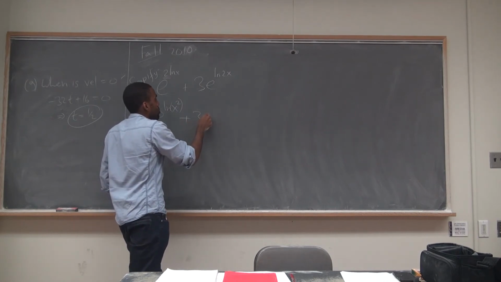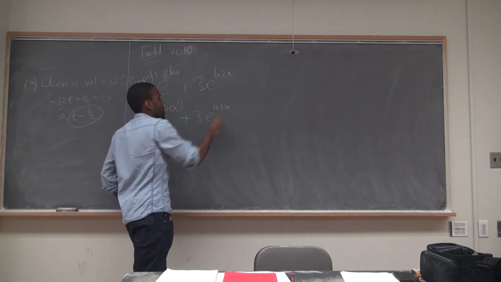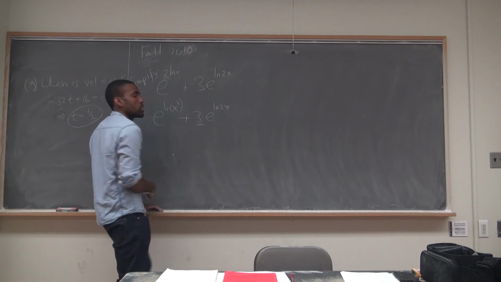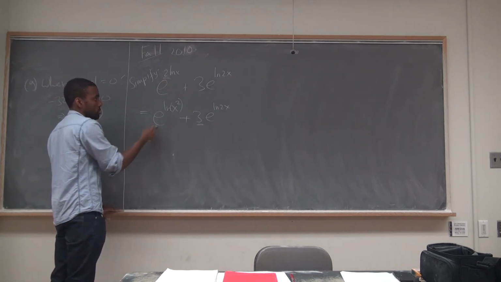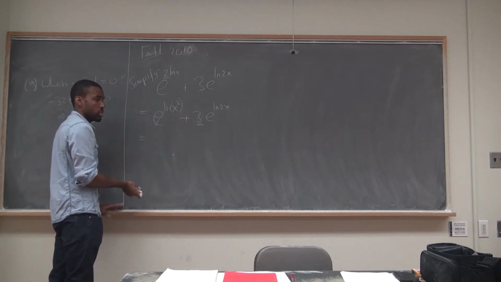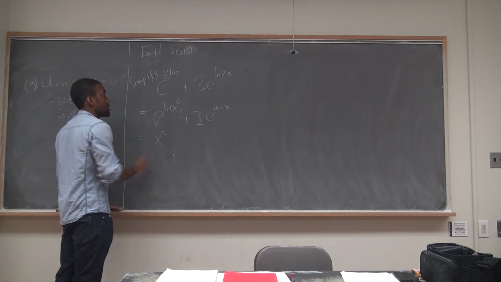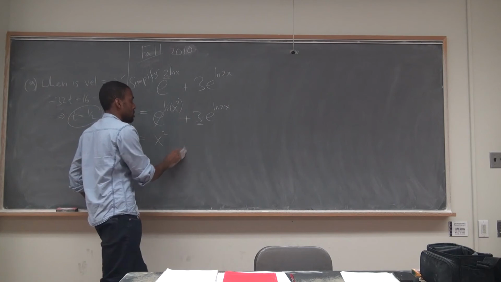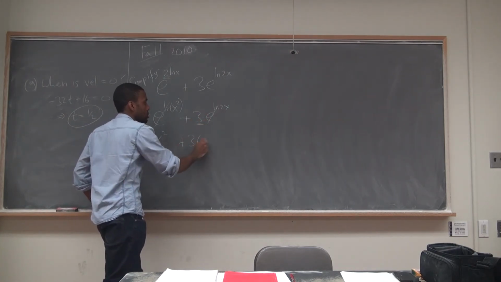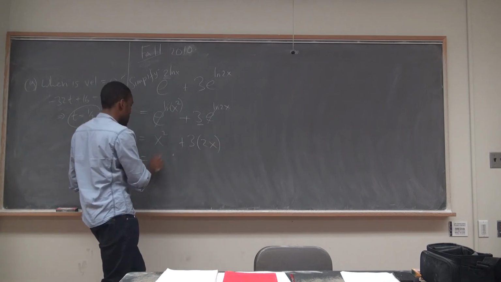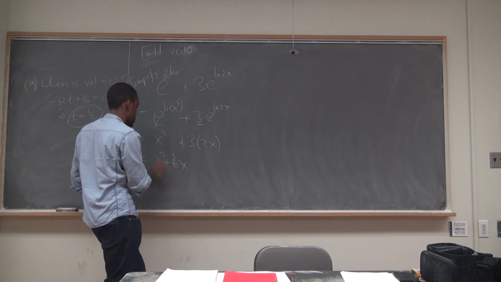Nope. There's no room to move something from in front of a ln, only a log. So that we can't really rewrite. But at this point, the ln and the e are right beside each other. That's when they cancel. That's x squared. And here, ln and e are right beside each other, so that's just 3 times 2x. So this is x squared plus 6x.